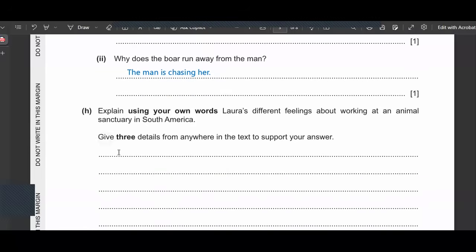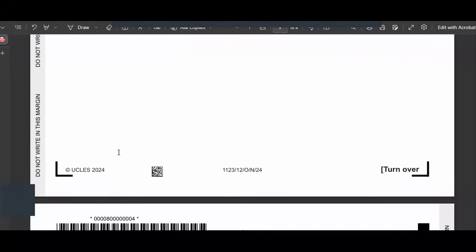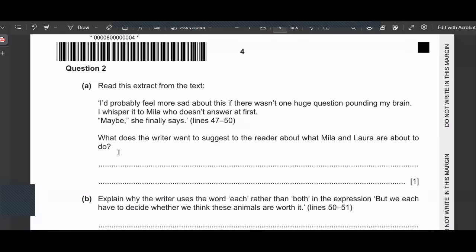So far, we have not read the whole text, so you can keep this question for the end, once you are done with reading the whole text. Let's move on to question number 2 and see if any particular question has been asked from the same specific details that we have read.